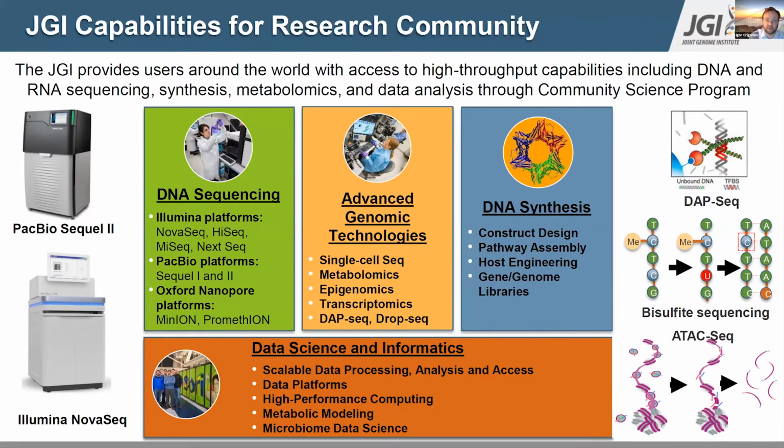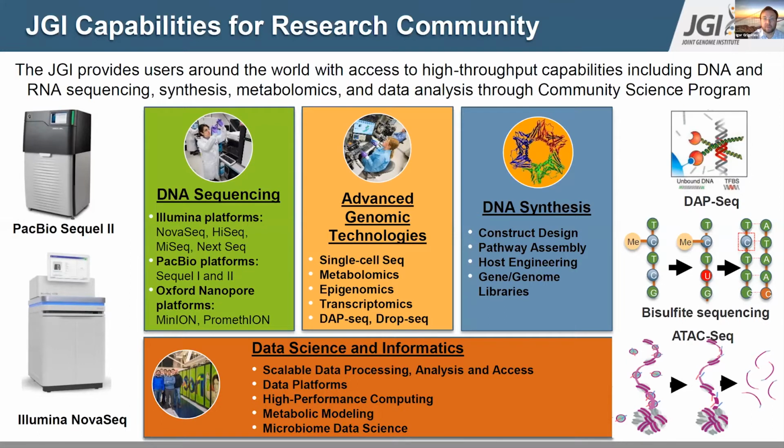On this slide, you see various capabilities that we offer to our users. On the left side of the slide, you see our production sequencing platforms, Illumina NovaSeq, that produce huge amounts of short reads, PacBio Sequel II that produce much longer reads. On the right side, there are examples of advanced genomic technologies listed in the middle, such as DAP-seq, which allows you to detect transcription factor binding sites in vitro. Bisulfite sequencing allows to detect DNA methylation, and ATAC-seq to detect accessible DNA regions. We also synthesize genes, pathways, and integrate them into engineered hosts.